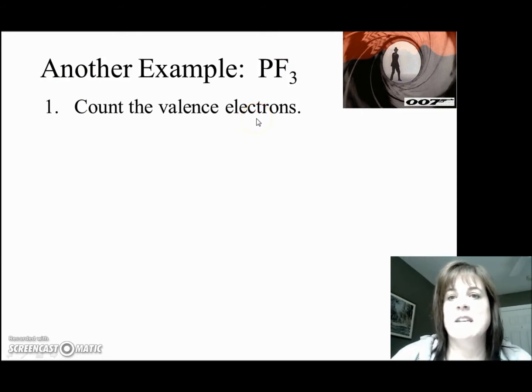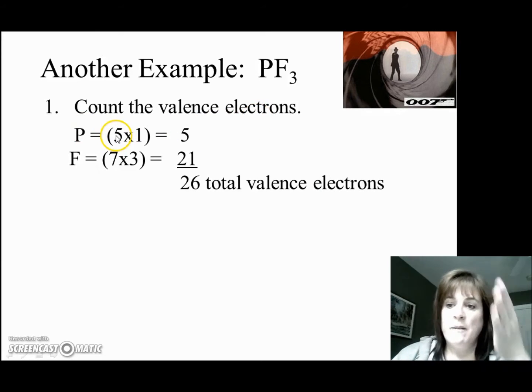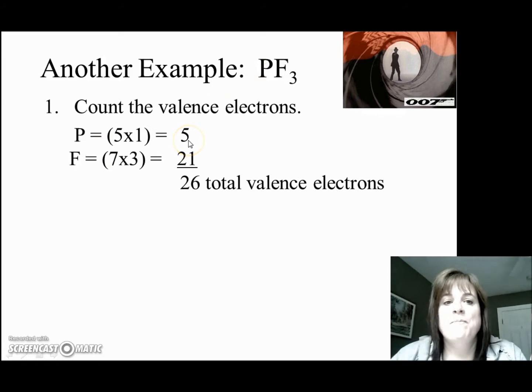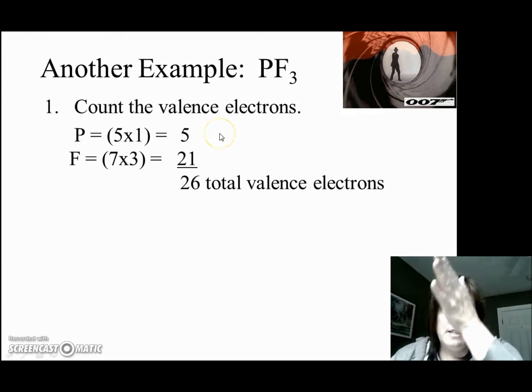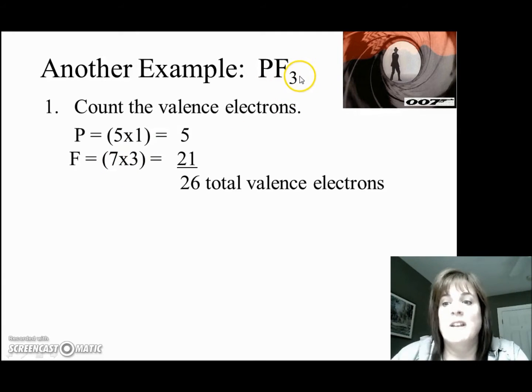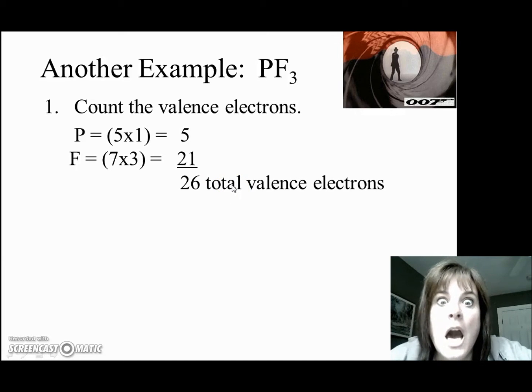So go to your periodic table and find phosphorus and fluorine. Well, phosphorus is in column 5, so that means it has 5 valence electrons. There's only 1 phosphorus in the formula, so that means 5 times 1 is 5. The fluorine is in column 7, it has 7 valence electrons, and there are 3 of it. So we multiply by 3 and we get 21. So we have a total of 26 valence electrons. That means we're going to be writing 26 dots.